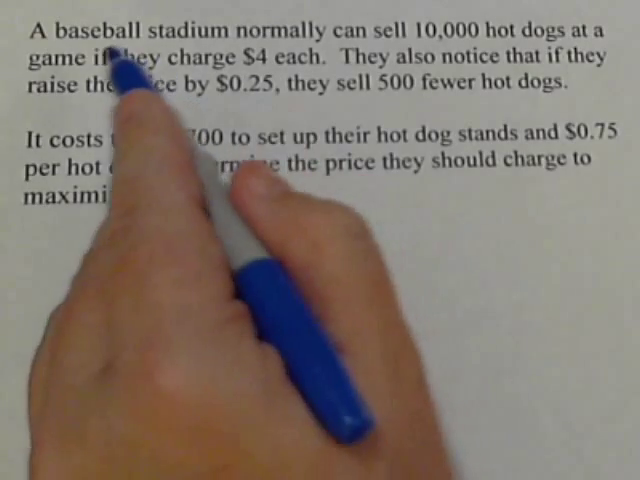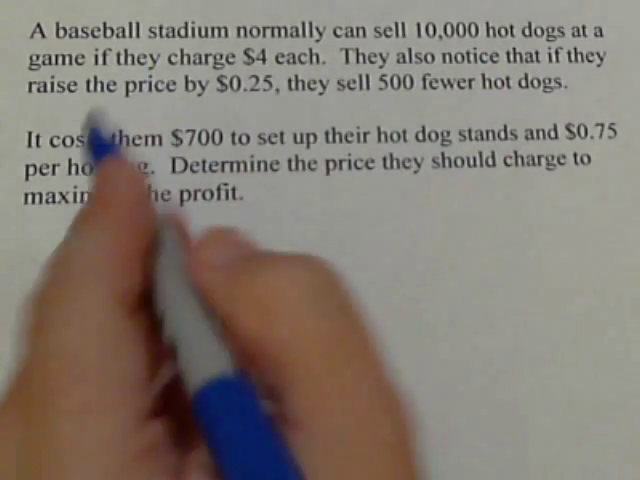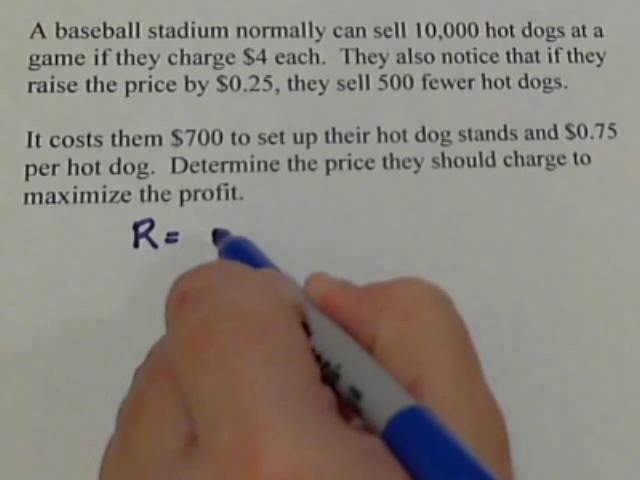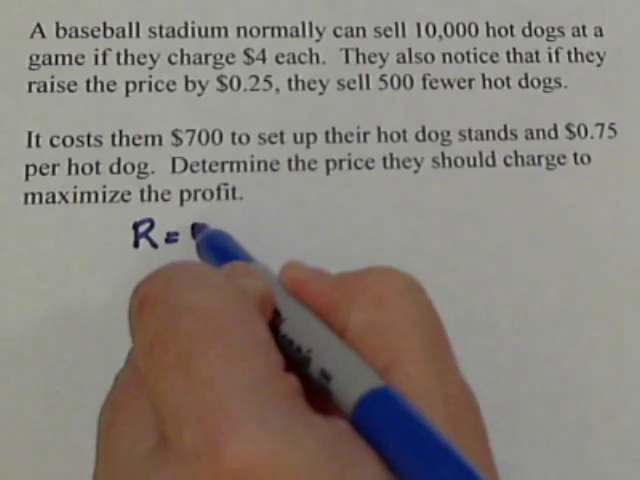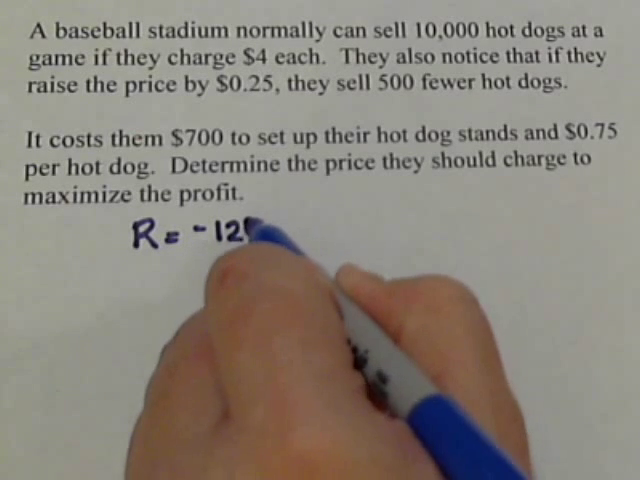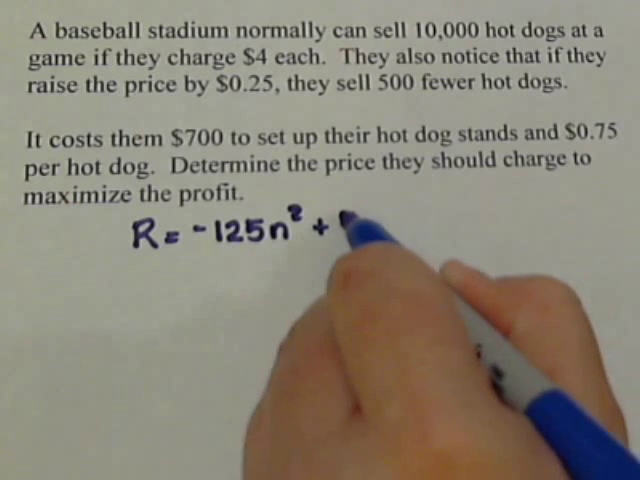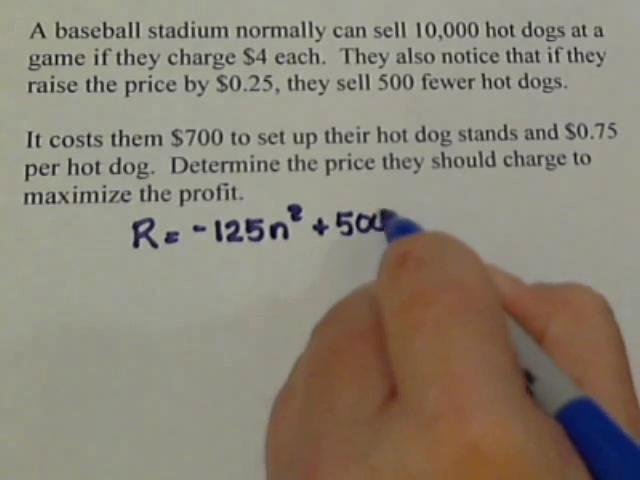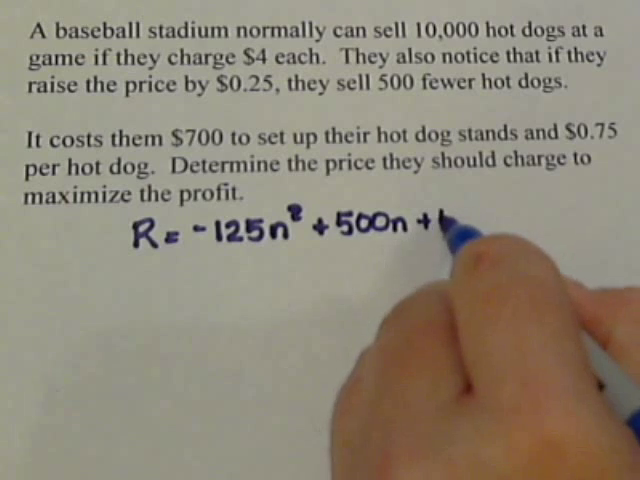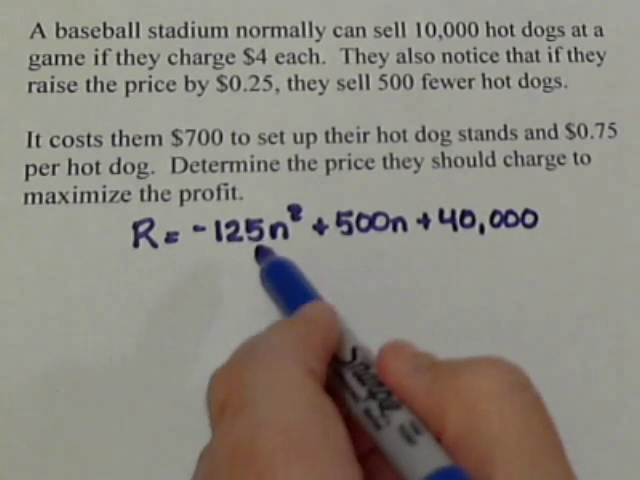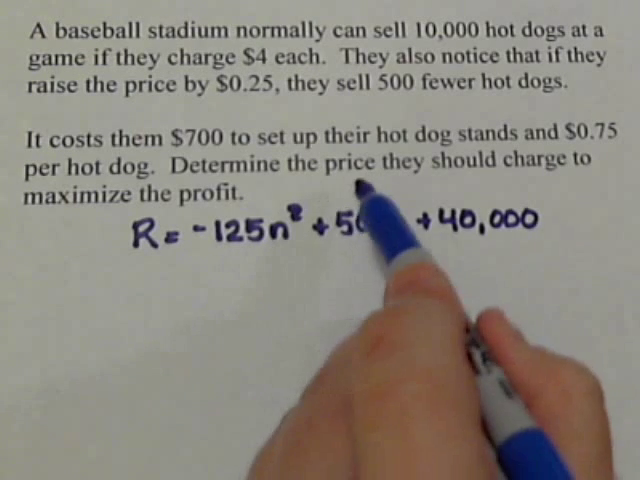Okay, so it's the same setup at the beginning. So we're going to set up our revenue formula the same. And the way we had it before, the revenue formula was negative 125 n squared plus 500 n plus 40,000. And remember here, n will be the number of price changes.